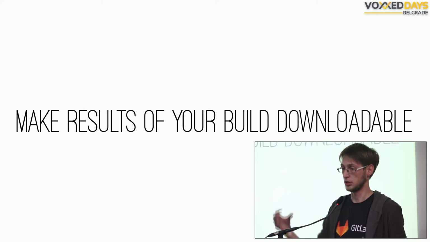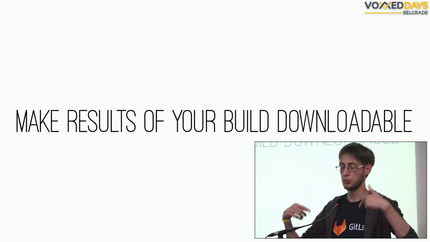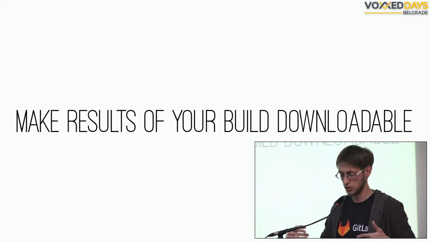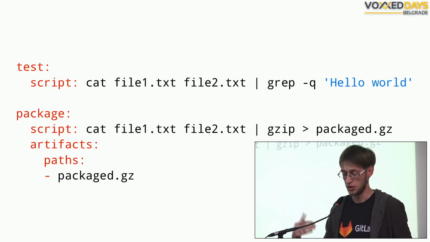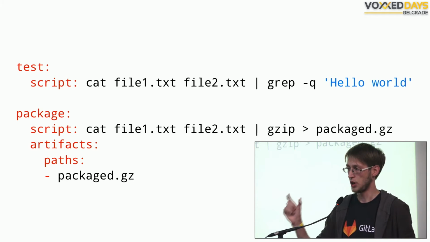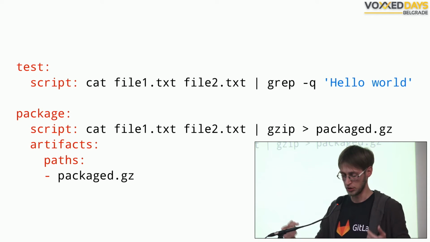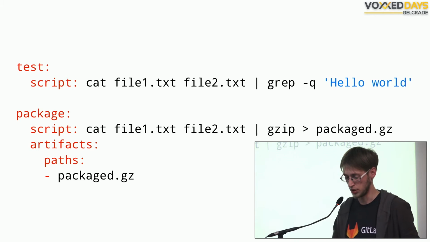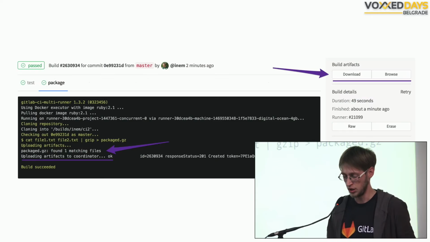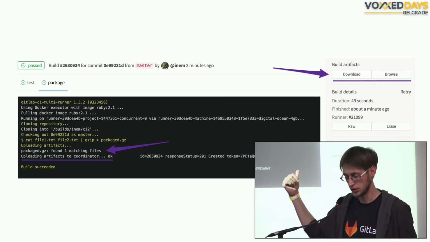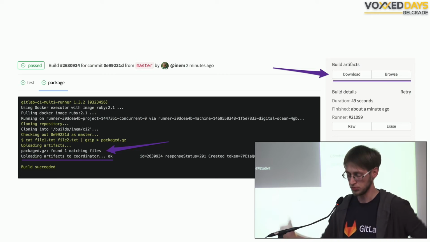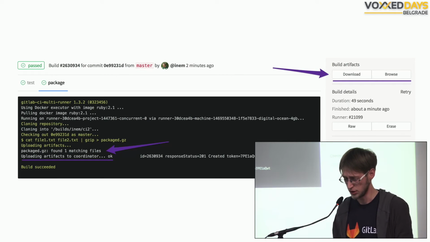But since there is a download, we want to make the result of the job downloadable. We need to add the artifacts keyword and specify a path we want to make downloadable. So we specify our package GZ, and GitLab will detect it and turn it into this download and browse button, so you can finally download it.